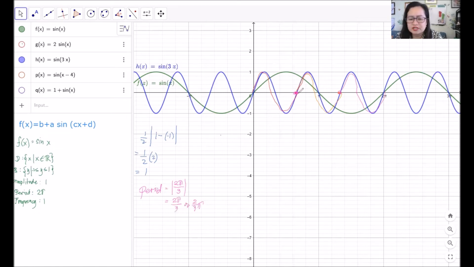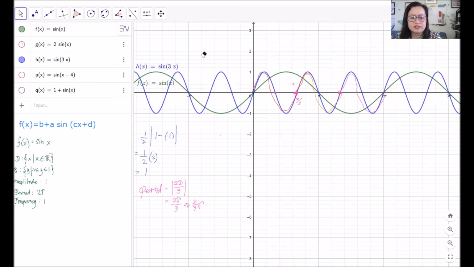So you can see that you can have a complete cycle from 0 to 2/3 pi. Okay, so if this is from 0 to pi divided by 3, so we will have 2/3. Okay, so that's the difference between the sine function and sine function, which is given by f of x is equal to sine x, and the other function, which is h of x, is equal to sine 3x.